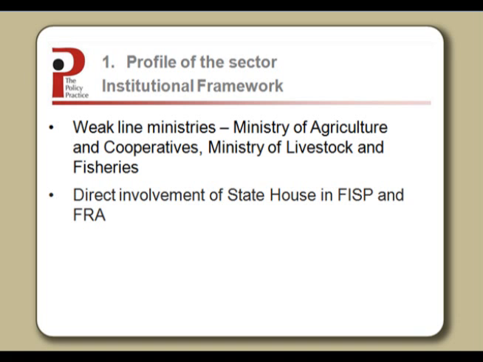Just to highlight a couple of the main features of the institutional framework in the sector. The main line ministry, the Ministry of Agriculture and Cooperatives, is known to be weak, is subject to executive interference and suffers from a fragmentation of its functions. The bulk of the ministry's budget relates to expenditures on the FISP and the FRA, but these items are essentially controlled by State House and are outside the ministry's control.